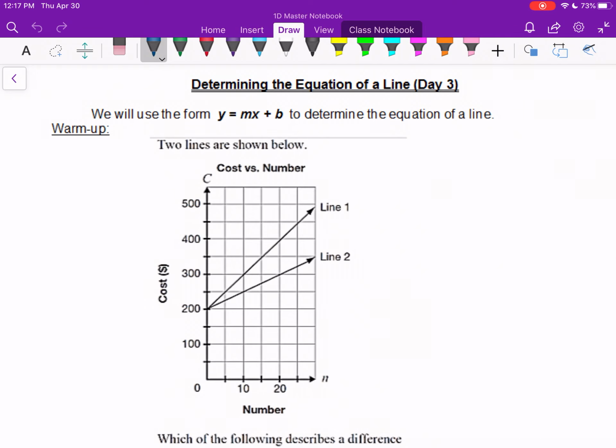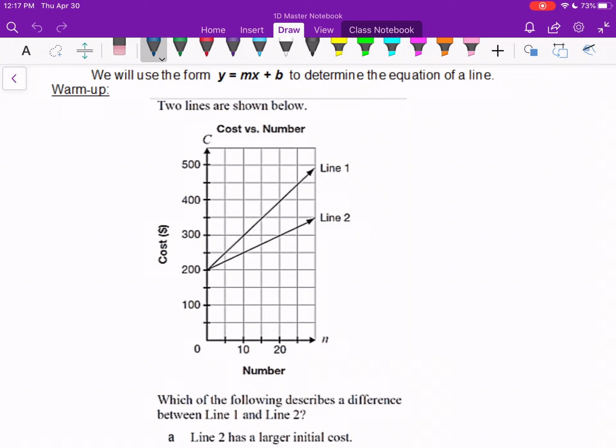We're going to carry on working with the form of the linear equation y equals mx plus b. Today our focus is going to be coming up with an equation in this form, but based off of tables of values. So let's start with a warm-up. This is just to remind us of some things we already know.